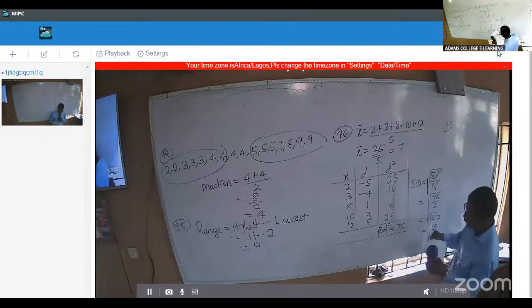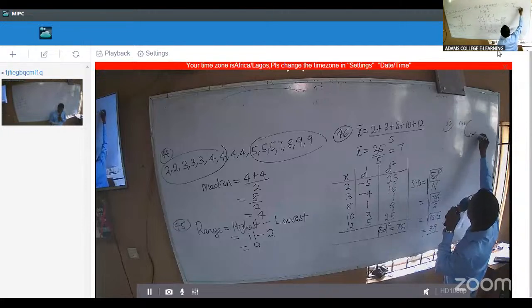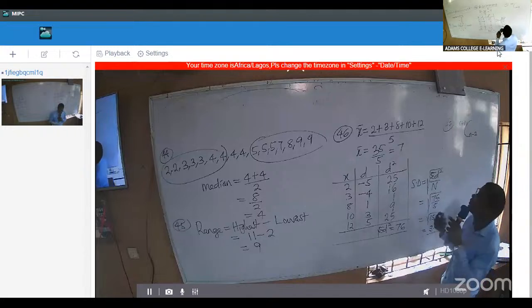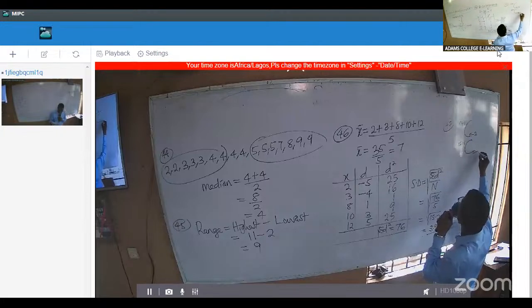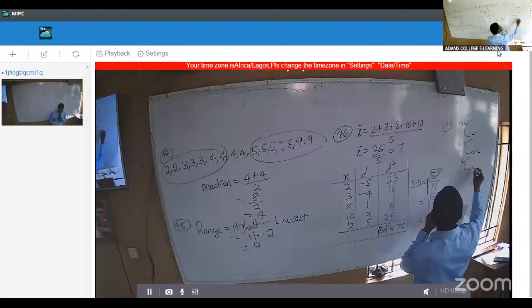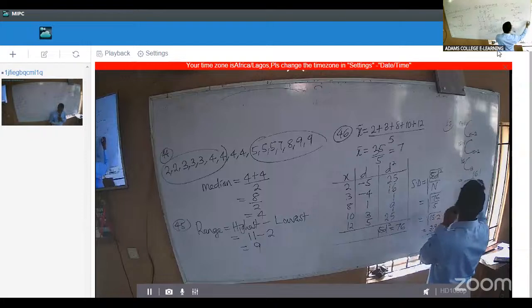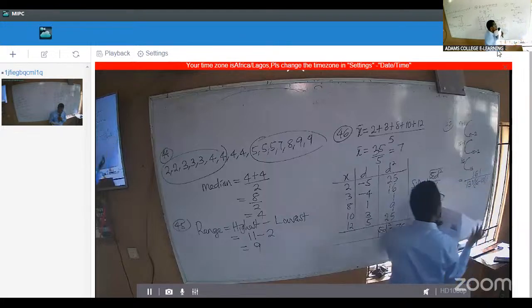Question 47. Evaluate n plus 1 combination n minus 2, where n is 15. So you put 15 here. What do you have? 15 plus 1 combination 15 minus 2. So what would that give us? 16 factorial over 13 factorial, that is, 16 minus 13 factorial. We've done it.